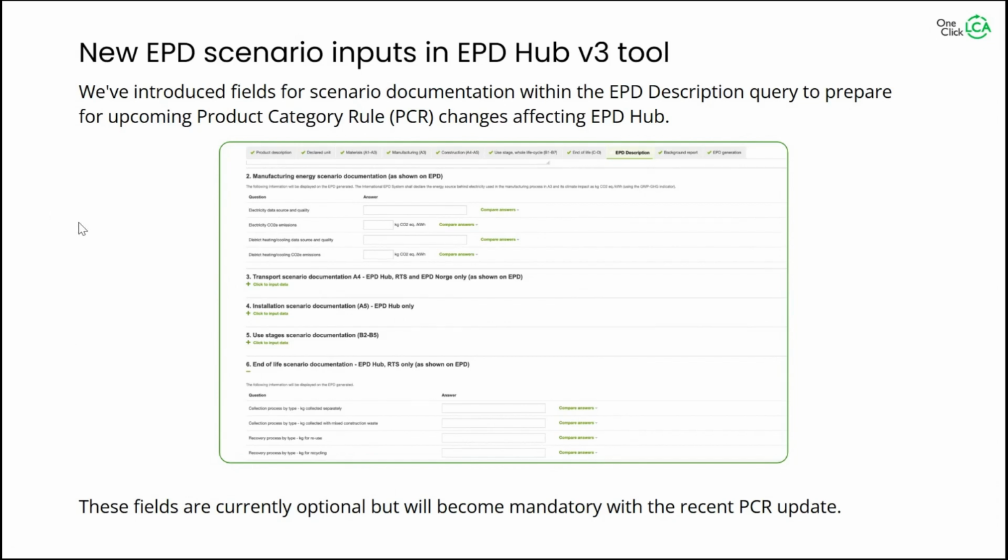So now you can report things like the manufacturing energy scenario documentation. Essentially, what is the electricity data point that you used and what emissions does it have? And same for heating. It also requires transport scenario documentation. So what kinds of distance are you shipping, using what kinds of vehicles? It has the installation scenario documentation, if indeed installation is part of your scope. Likewise for the use stage and the end of life stage. So what amount of materials are going to recycling, incineration, landfill, and so on.